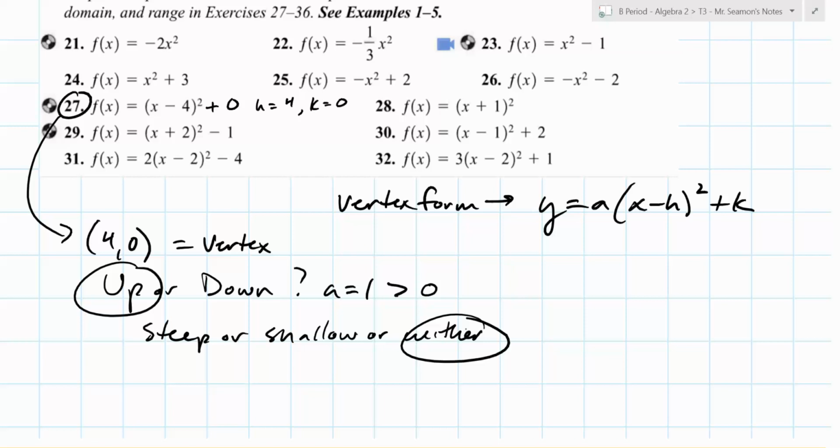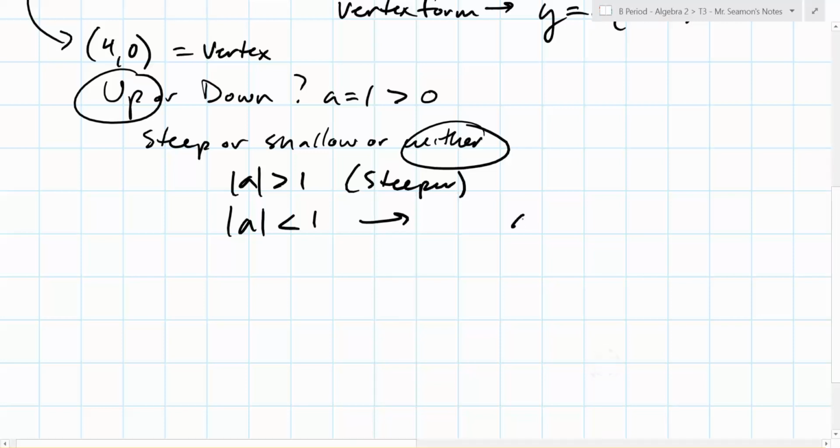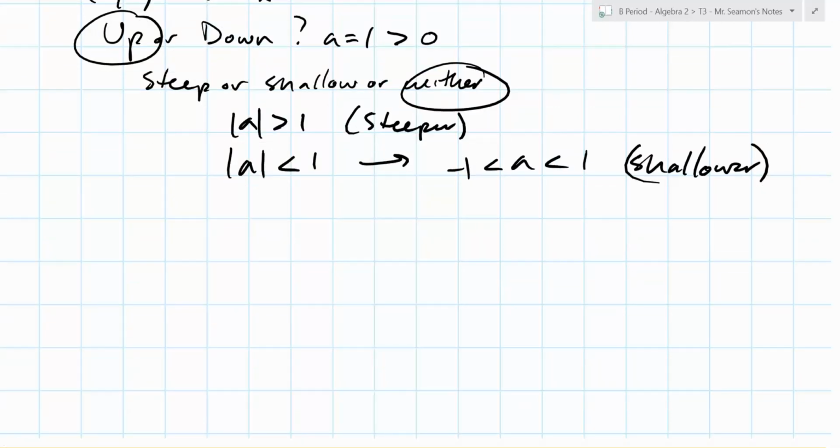Steeper would be an absolute value of a greater than 1, like 4 or 5. And if the absolute value of a is less than 1, it means a would be between negative 1 and 1. That would mean shallower. So fractions less than 1, or they could be negative too, because that negative just means up or down. That's why I put those absolute value signs around it.